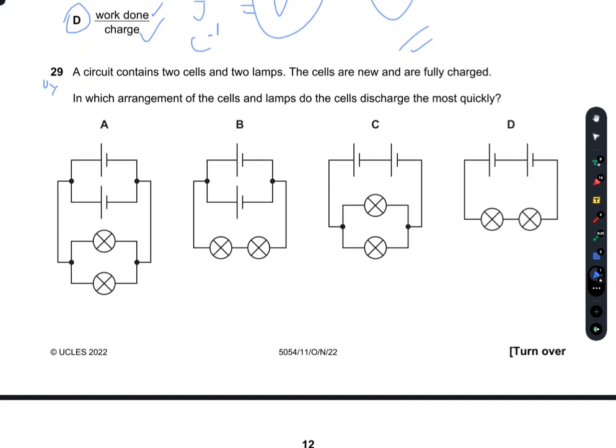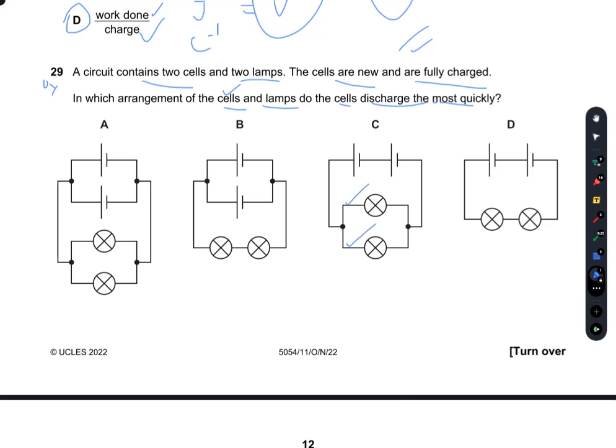Question number 29. A circuit contains two cells and two lamps. The cells are new and are fully charged. In which arrangement of the cells and the lamps do the cells discharge the most quickly? Now, for the cells to discharge most quickly, the lamps should efficiently utilize the current. So in a parallel arrangement, both lamps will experience more current than they would have had in the series connection.